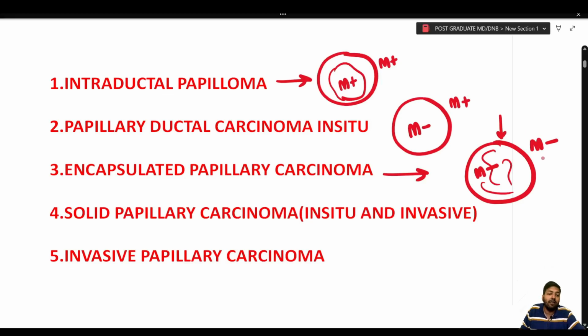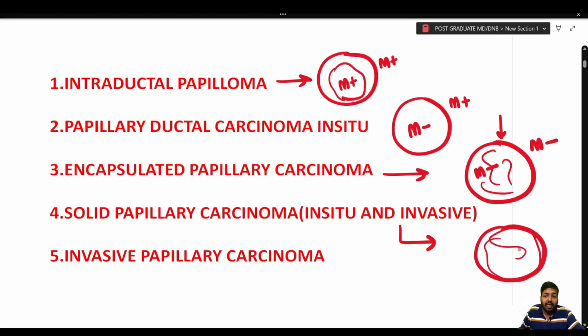So that is why the term encapsulated papillary carcinoma. Now, in case of solid papillary carcinoma, it can be both in situ as well as invasive. The invasive variety is very rare. The solid papillary carcinoma in situ is going to completely fill up the entire duct, and the fibrovascular cores are visible, but they are actually very less visible because the entire lesion is covered by this particular lesion.